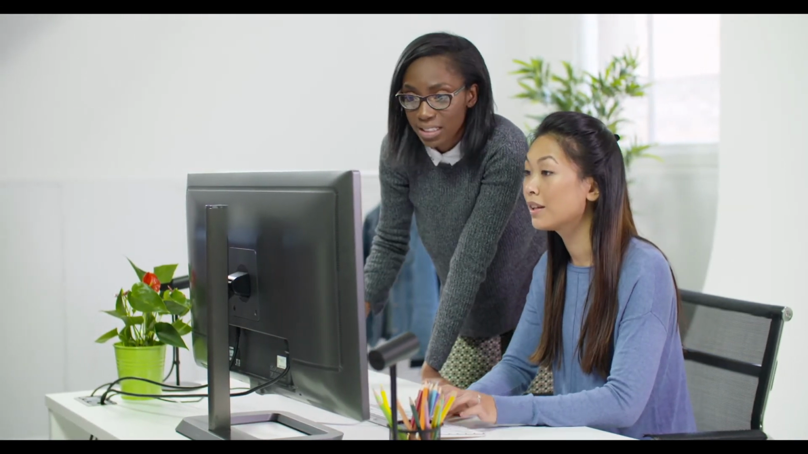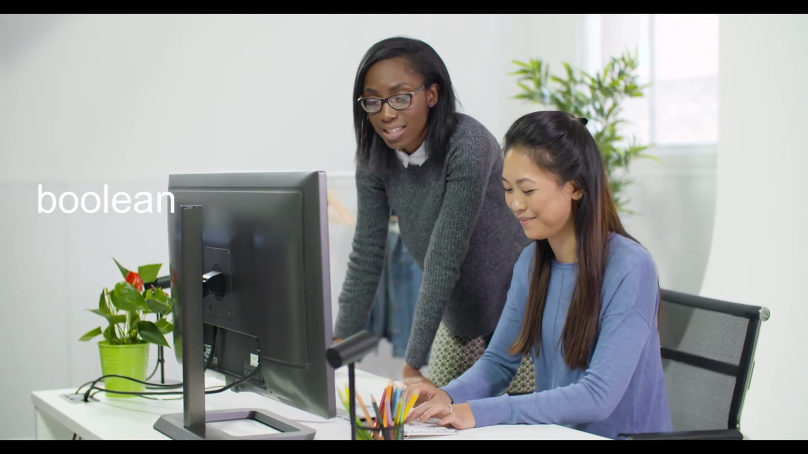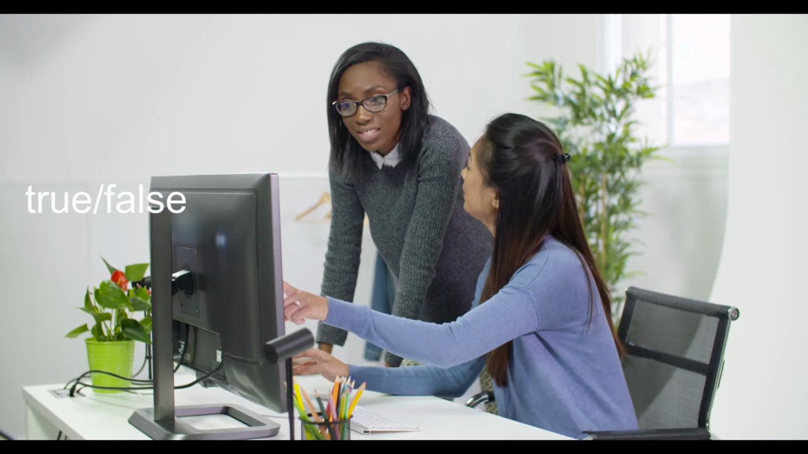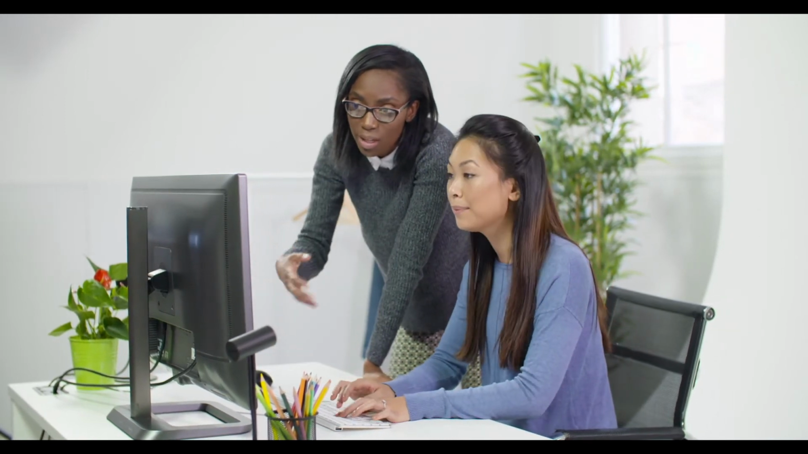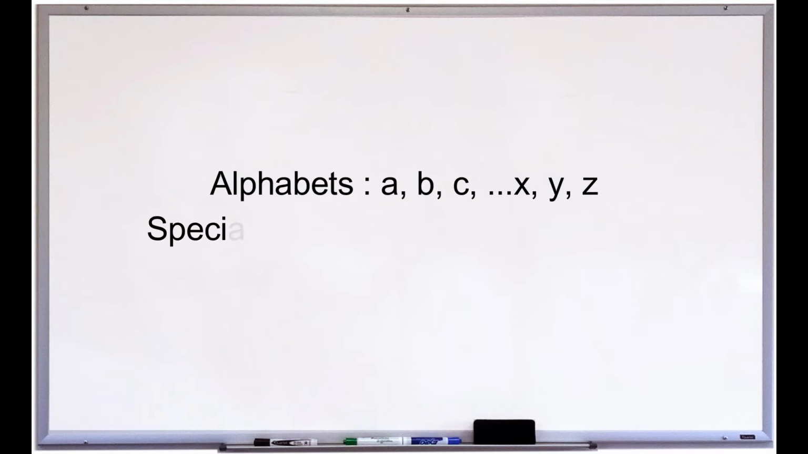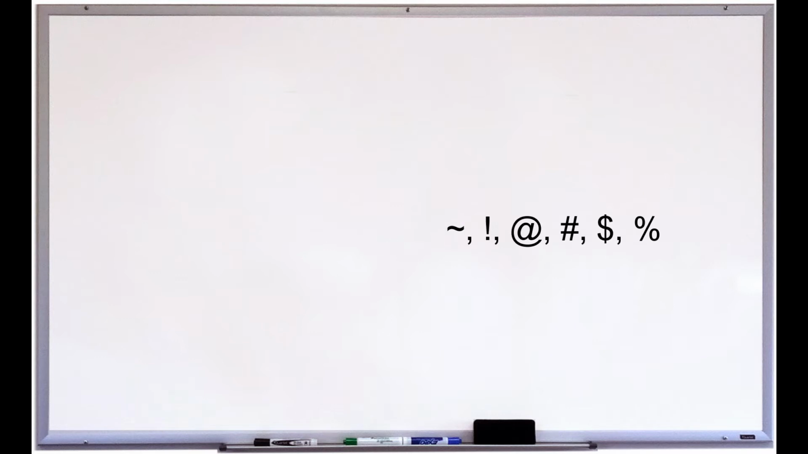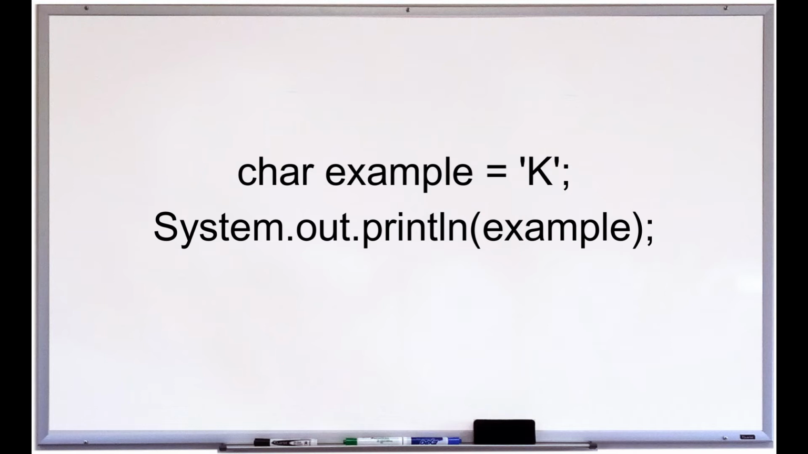Here comes another data type, Boolean, which is a special data type that can have only true or false values. This data type is very important and useful for testing conditions. Next comes char, meaning characters. Any symbol, any alphabet or any special characters like question mark, @, hash sign, $ sign, all these are chars. Chars are represented by single quotes.